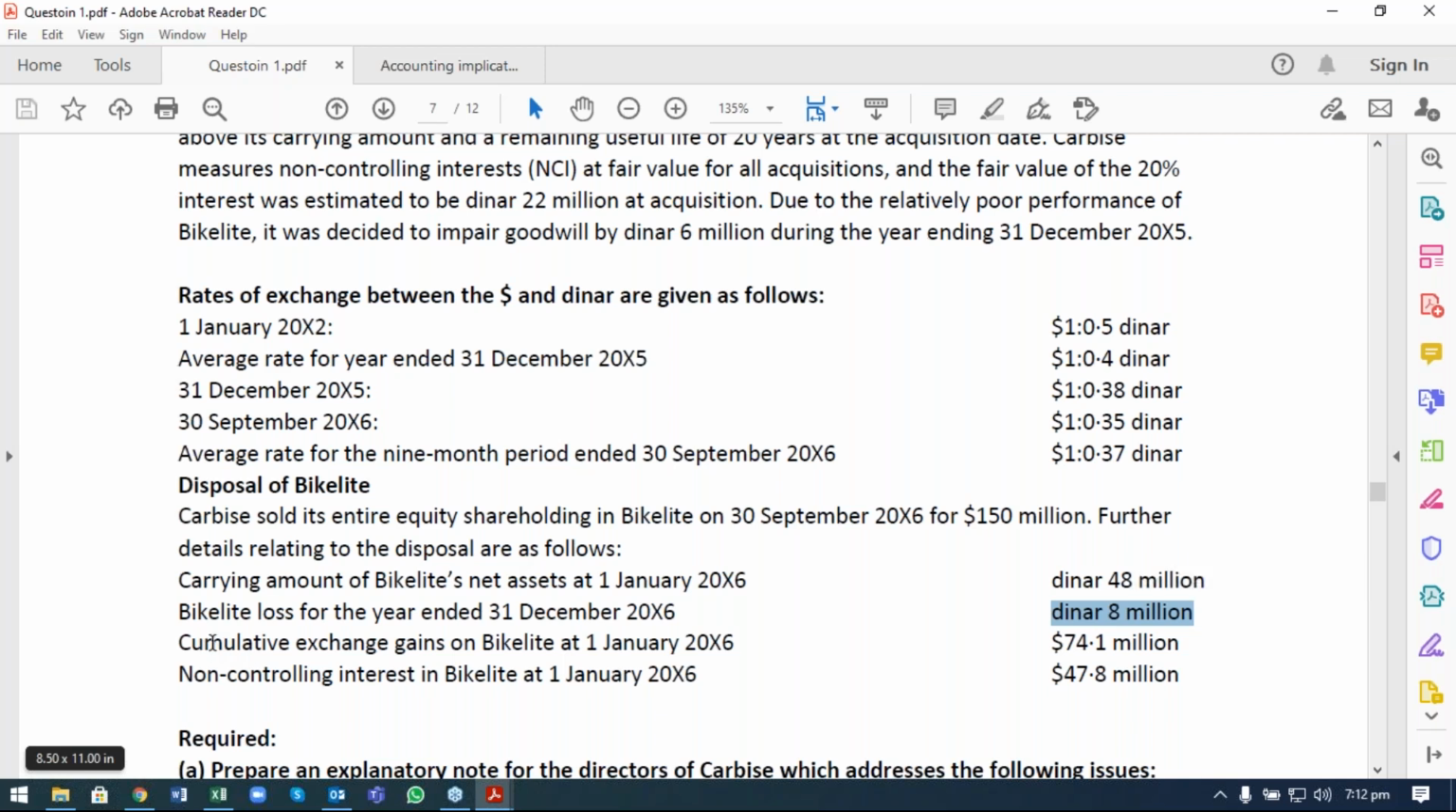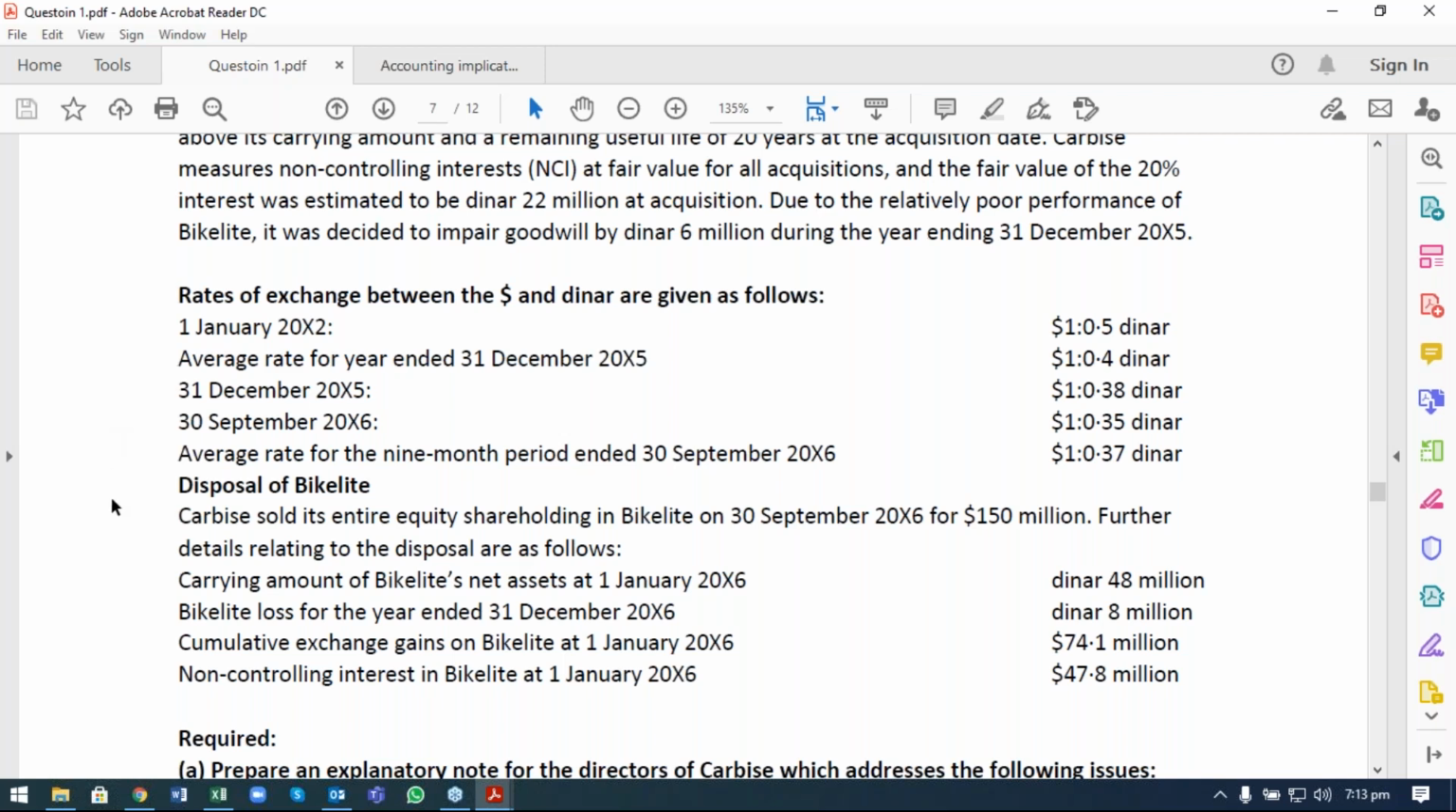Cumulative exchange gains/losses on Backlight on 1st January 2006 were given as 74.1 million, and non-controlling interest in Backlight on 1st January 2006 was 47.8 million. So this is the whole scenario. In the whole scenario, I would be looking into IAS 21, the main requirements.